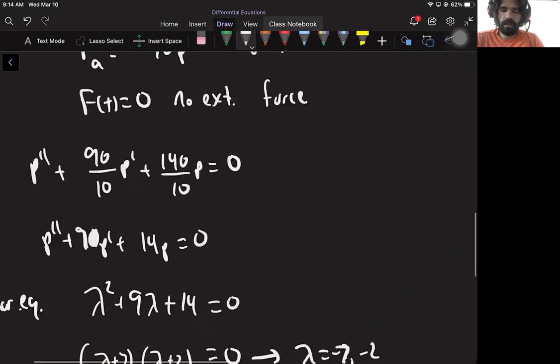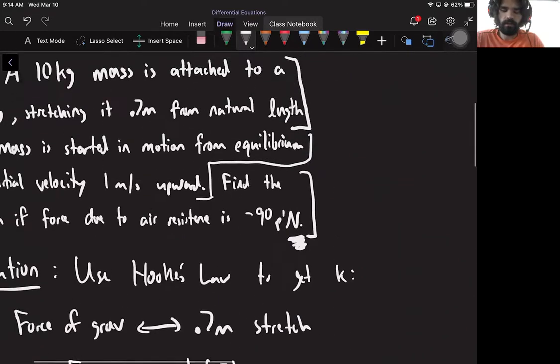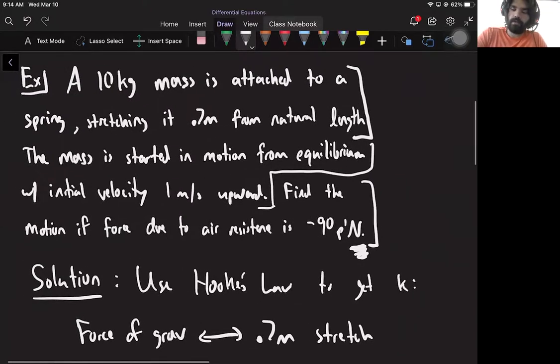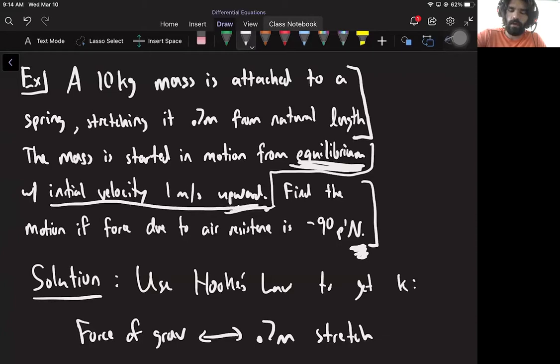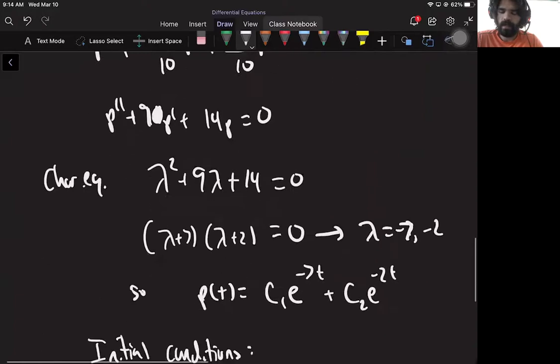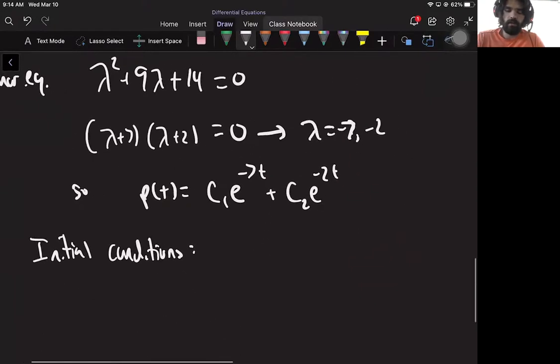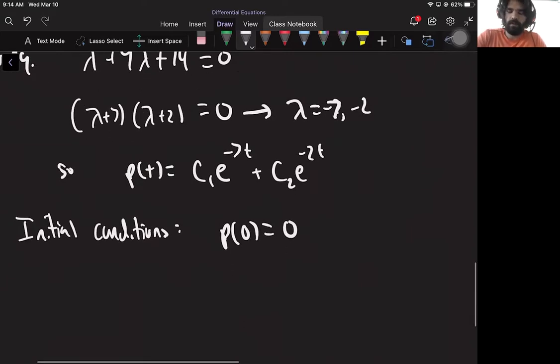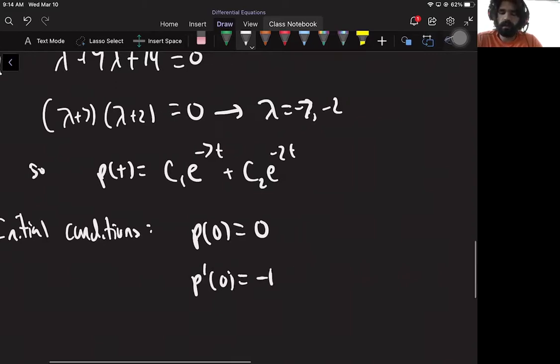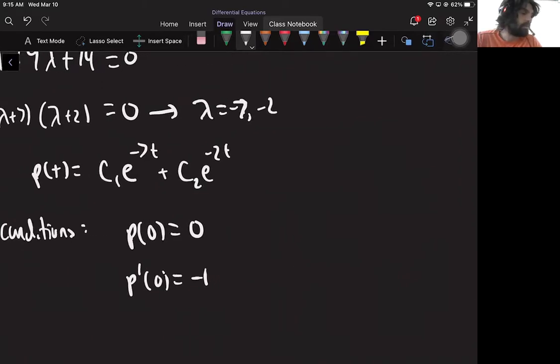So now we can use the initial conditions. The question says it's started from equilibrium, so the position is at 0. I'm not stretching it up or down to make it start. All I'm doing is giving it an initial velocity upward. Upward is negative. So I'm just tapping the spring to make it go upward, and that's how I'm getting it started. But the position it starts at is equilibrium. Velocity is negative 1 because it's starting upward. And I use these to find C1 and C2.